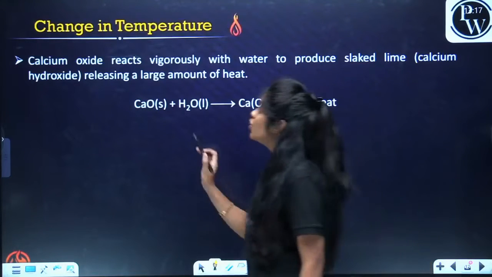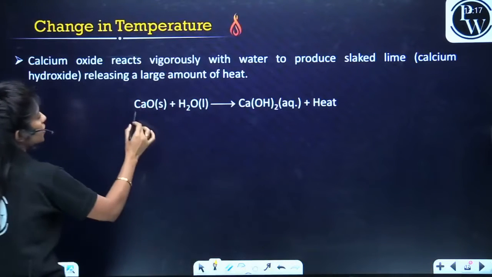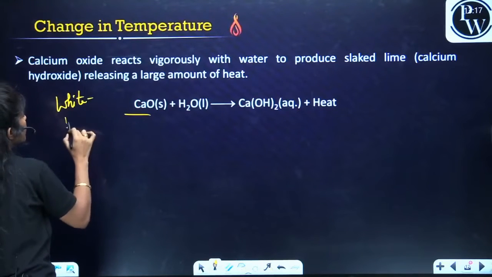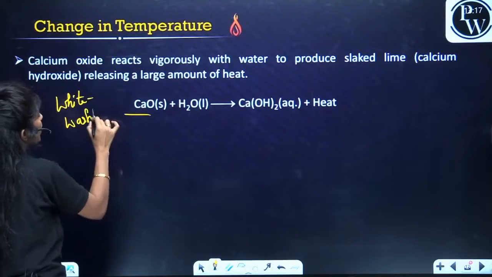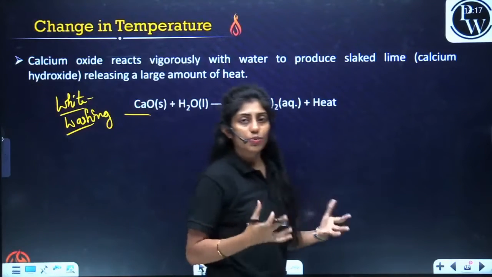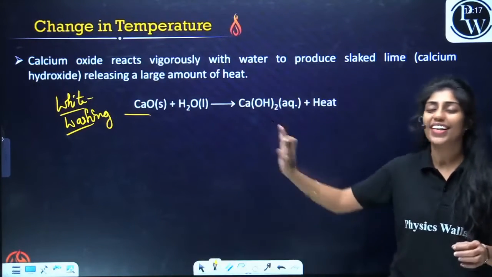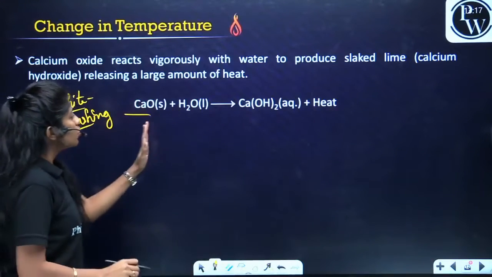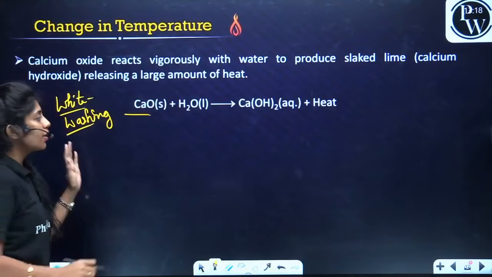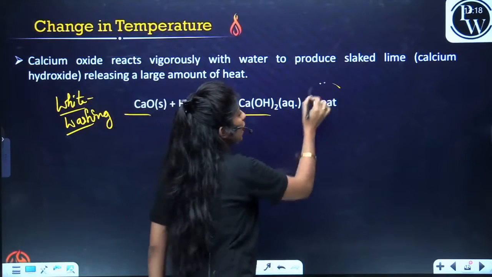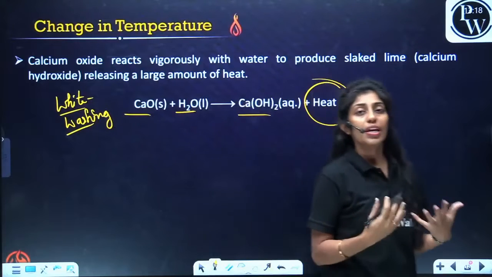Next we have change in temperature. We already have discussed this reaction, which occurs when we go for whitewashing. Nowadays Diwali is very nearby, so whitewashing you can easily see near you. This reaction occurs when calcium oxide reacts with water. It gives you slaked lime and there is production of heat.